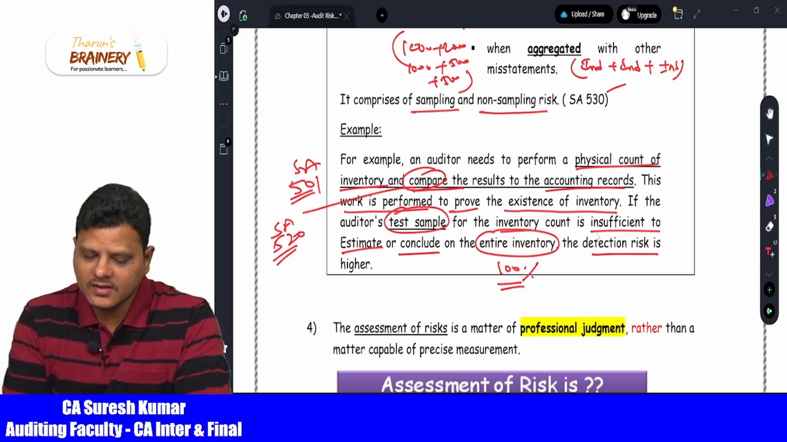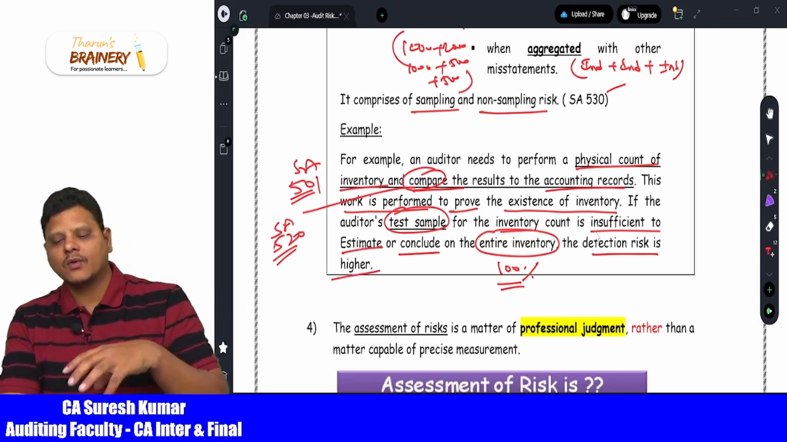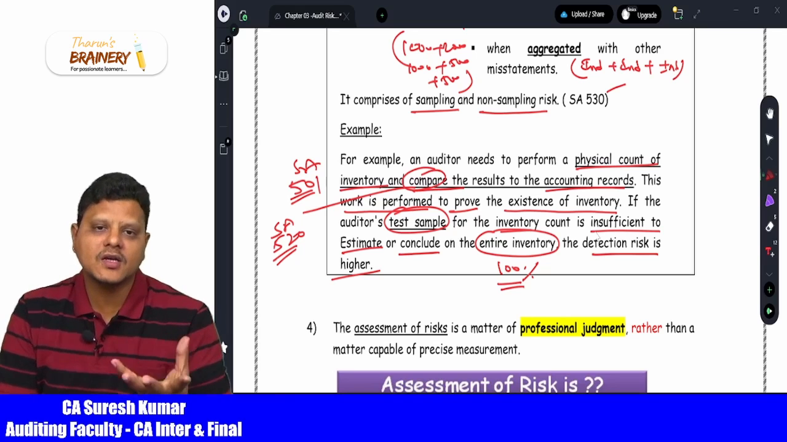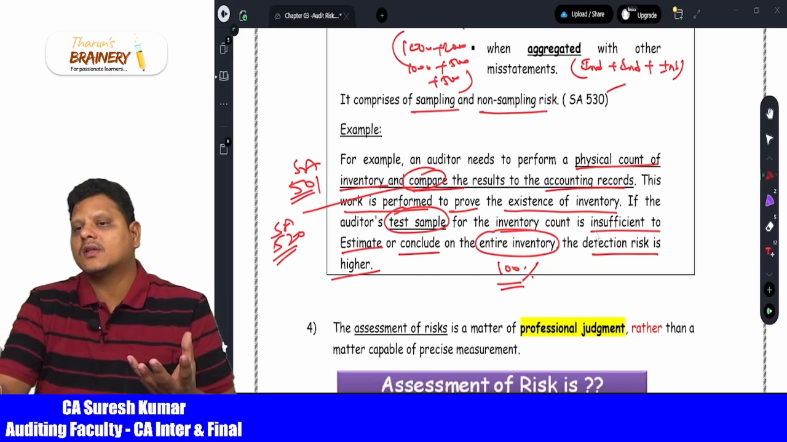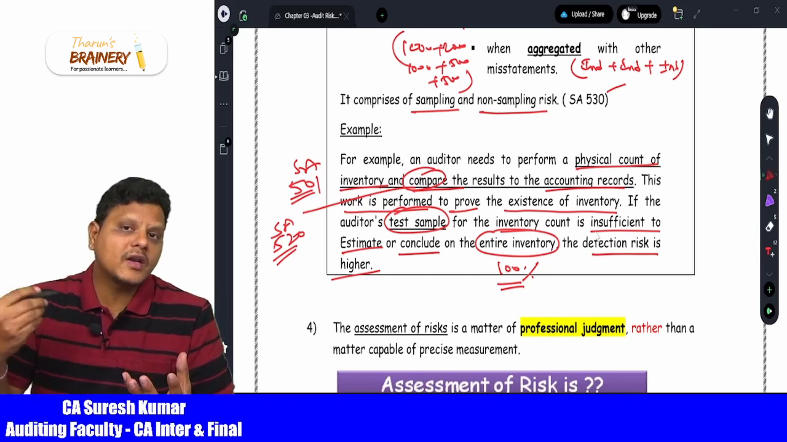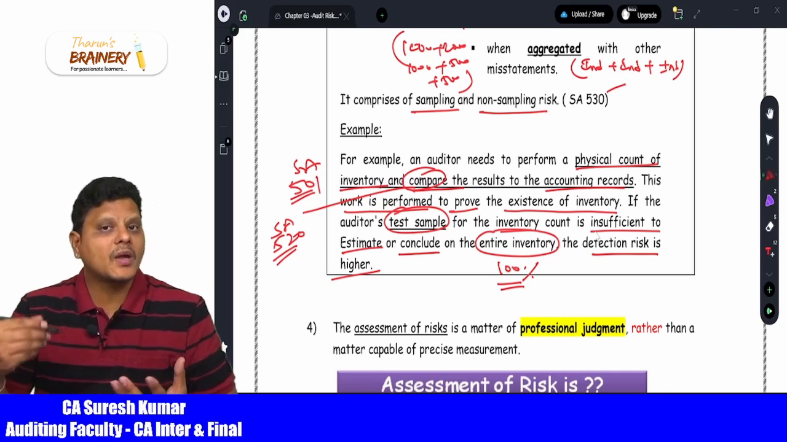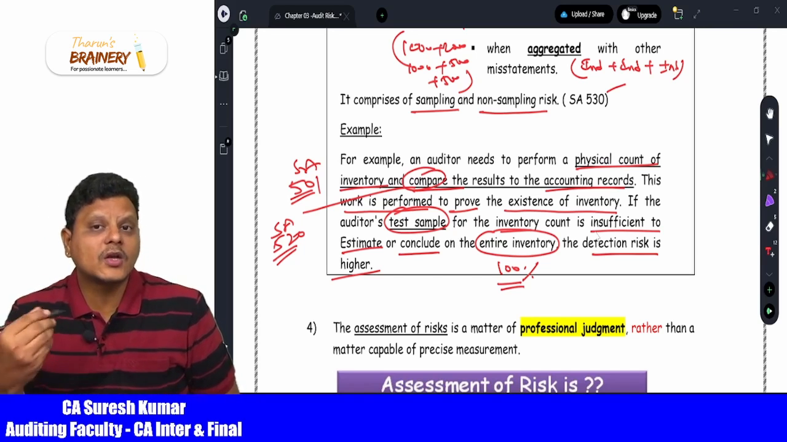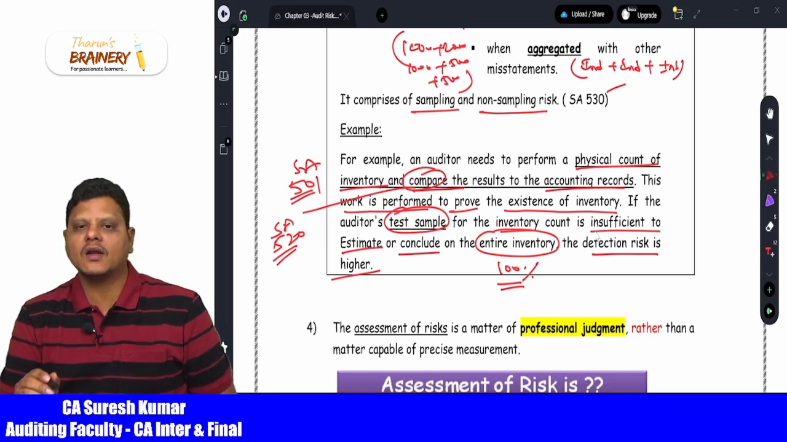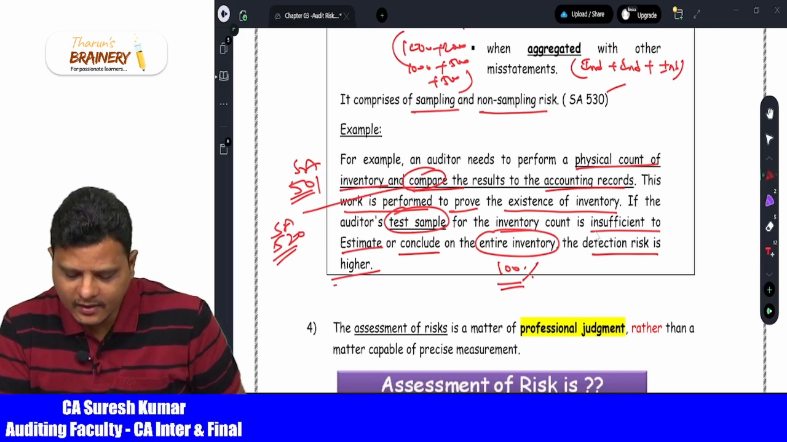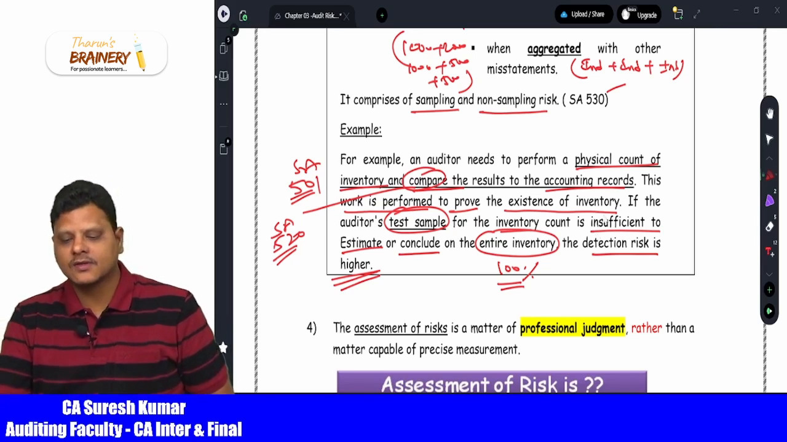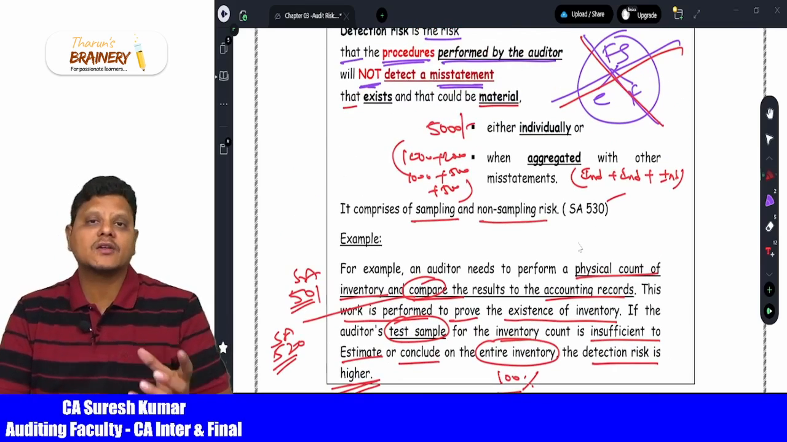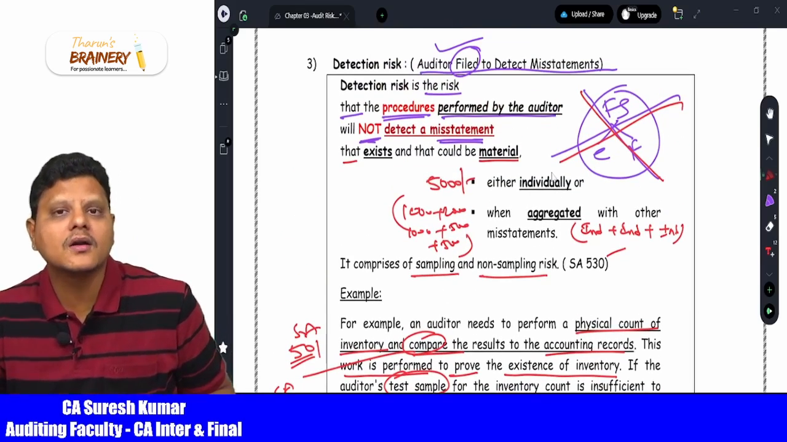The detection risk is higher in this case, because when I am going on a sample basis of verification, there is always a possibility that whatever the auditor has not verified may carry detection risk. So because the auditor failed to check that particular inventory, there may be a possibility of higher risk in these particular transactions. Now who is responsible for detection risk? Auditor is responsible for detection risk.